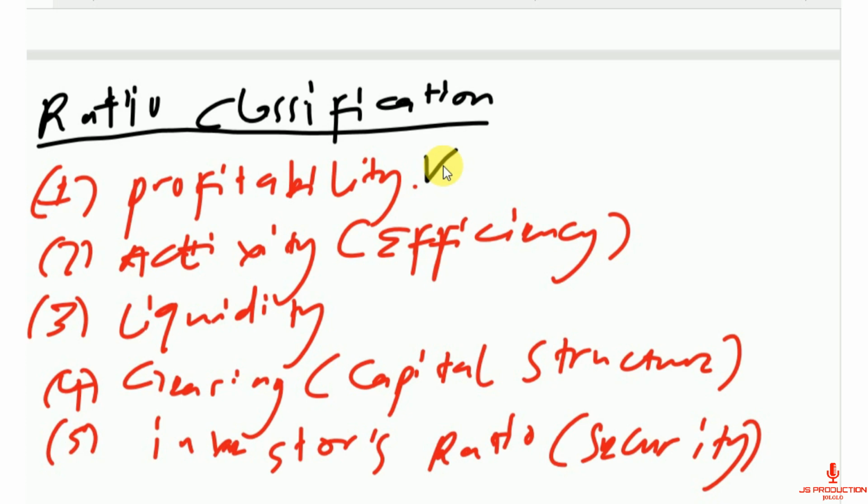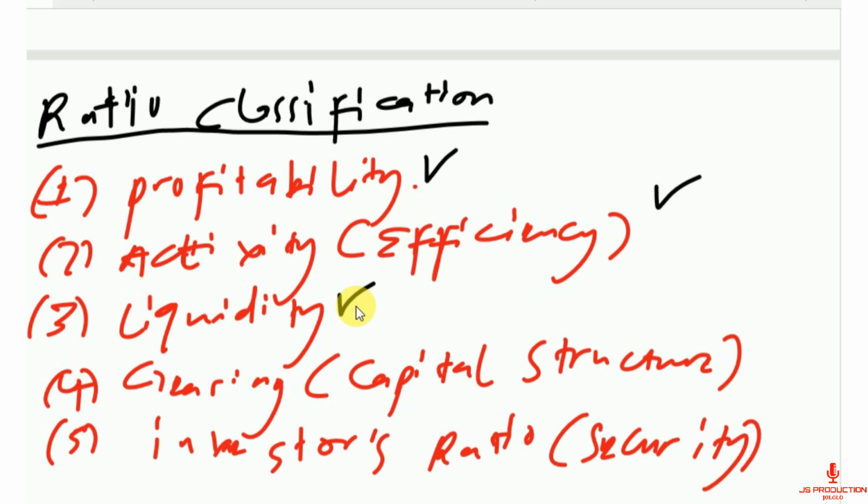Let us look at the second type of ratio, which is the activity or efficiency ratio. These try to assess the effectiveness of the business in using its assets. They can give insights into managerial policy. So this looks at how the business is using the assets. Then let us look at the liquidity ratio. These seek to assess the ability of the business to meet its short-term financial obligations.